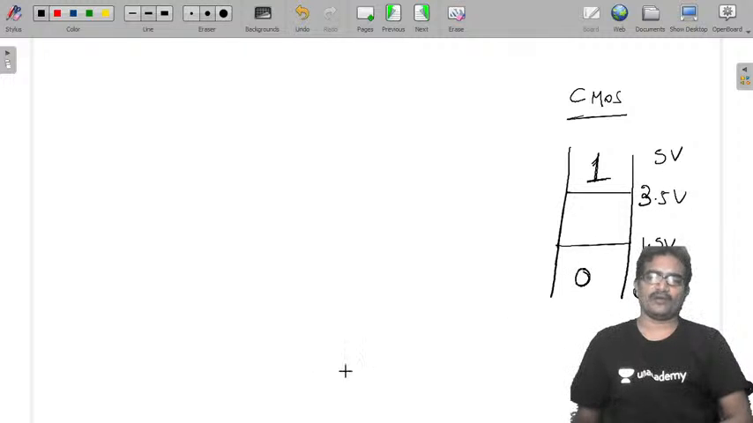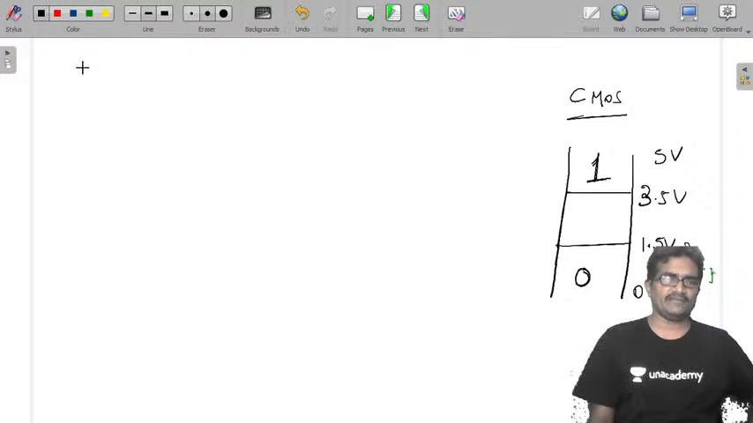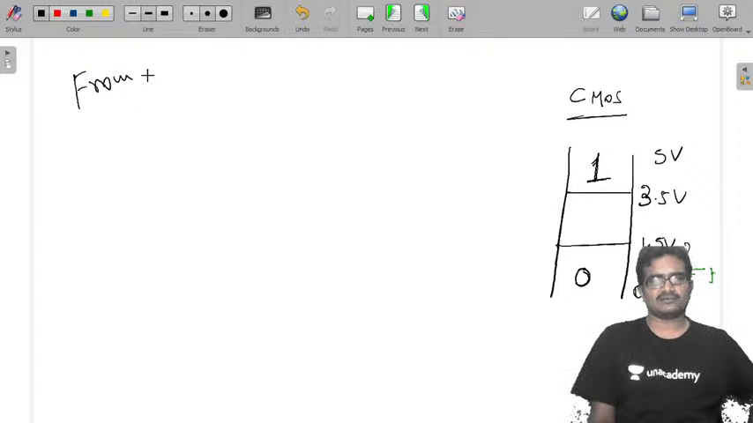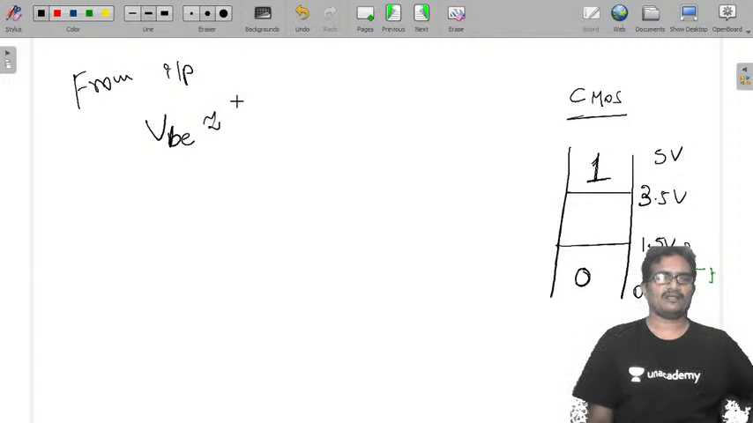So even though there is a 0.5 millivolts variation, that won't affect. Due to that, instead of staying somewhere here, your value may move a little bit more. That's it. Even though it is moving a little bit, no change in the logic. So that is the variation. So finally, from input we can write simply VBE is approximately HIE into IB.